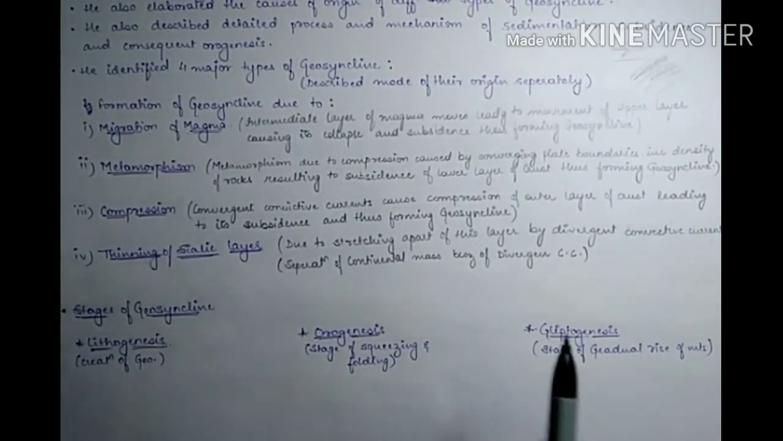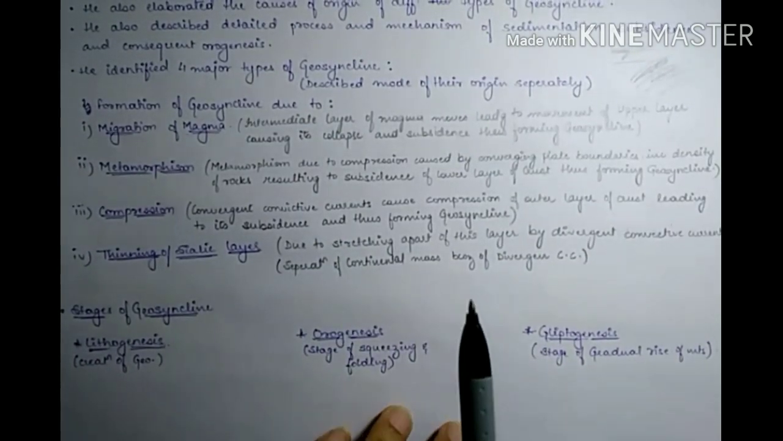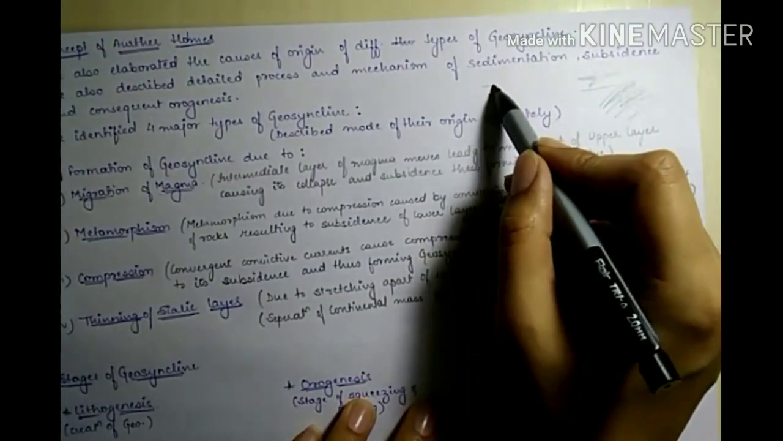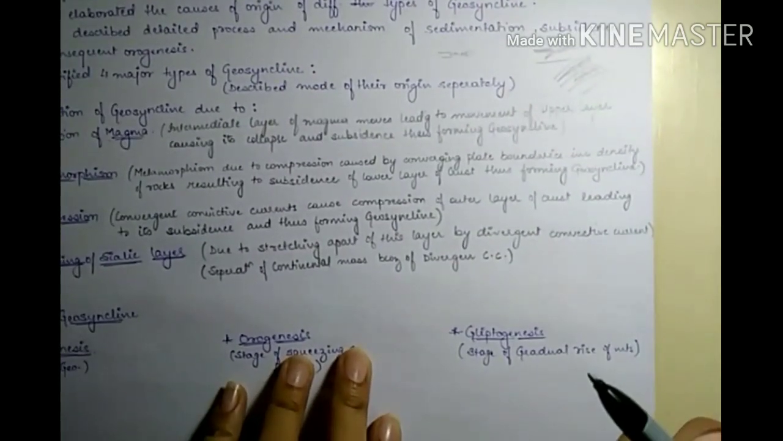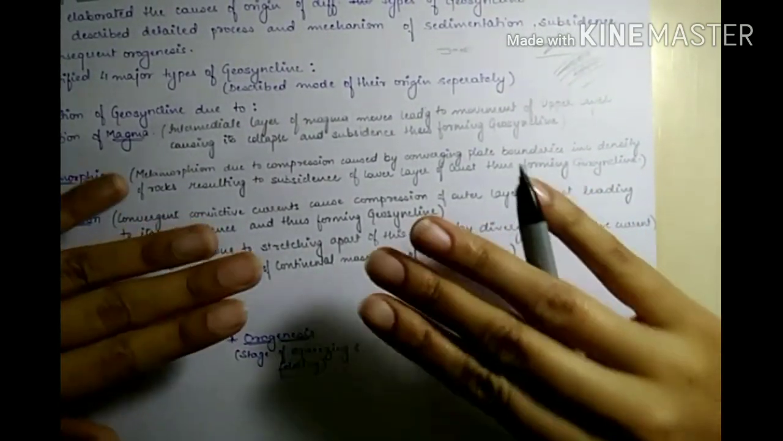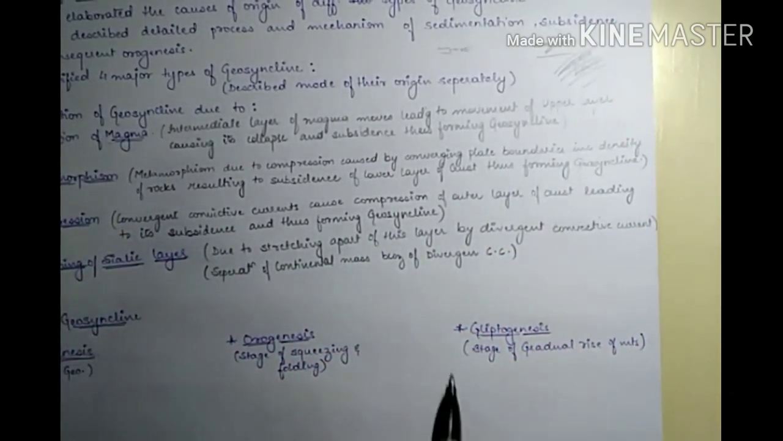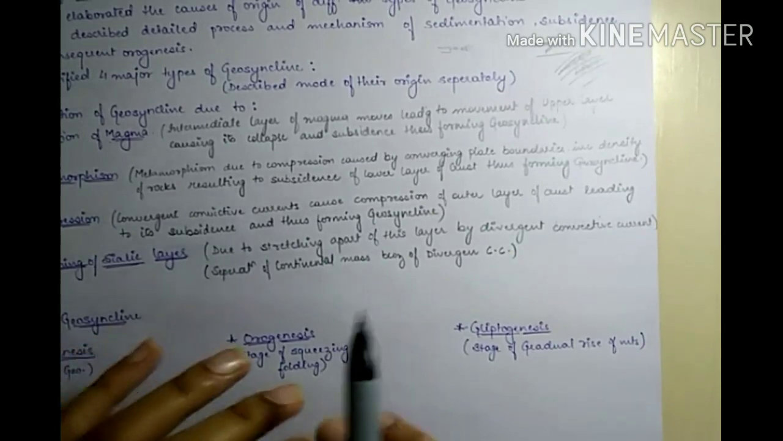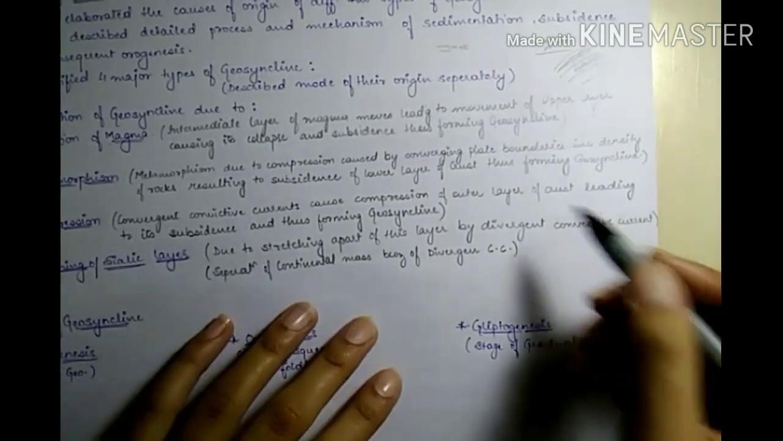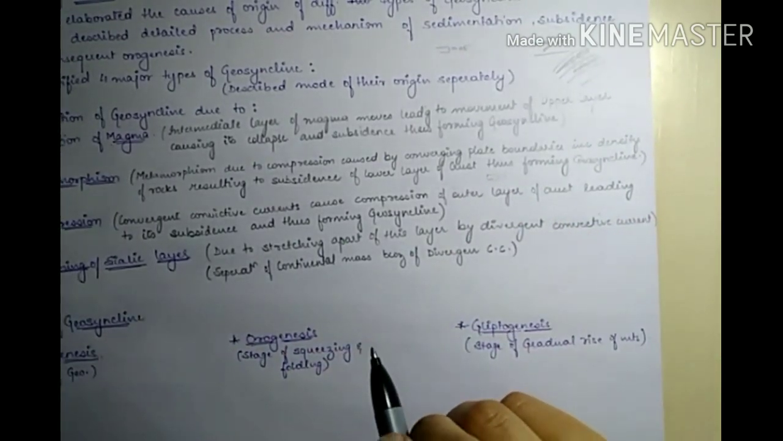Next was metamorphism. In this he said that metamorphism was caused due to compression of converging plates. There are two plates which are converging. These converging plate boundaries will increase the density of the rock, which will result in subsidence of the lower layer of crust. Whenever the density increases, it will subside, and thus forming a geosyncline.